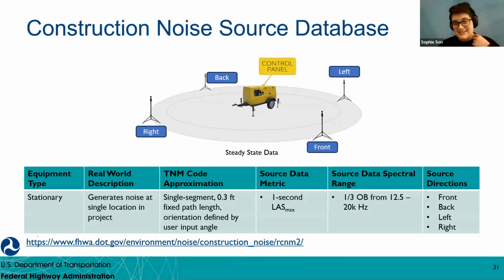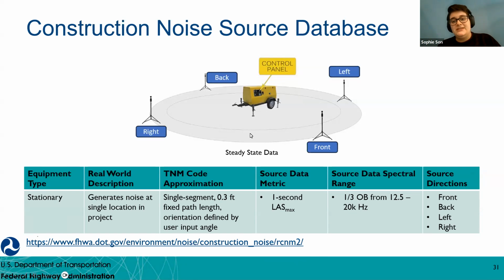We've kind of tricked it into doing so by designating an extremely short single segment of non-stationary equipment approximated for each stationary equipment object in your project. So that segment will start wherever you stated the equipment object to be located in your project, and will extend 0.3 feet in the direction of that orientation angle arrow.